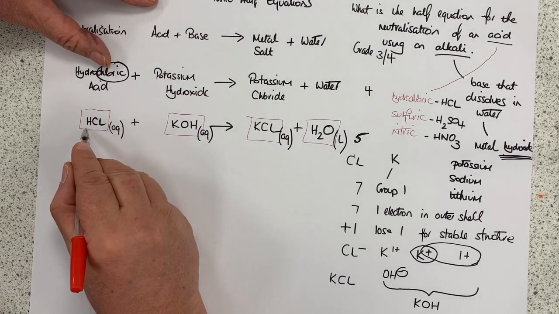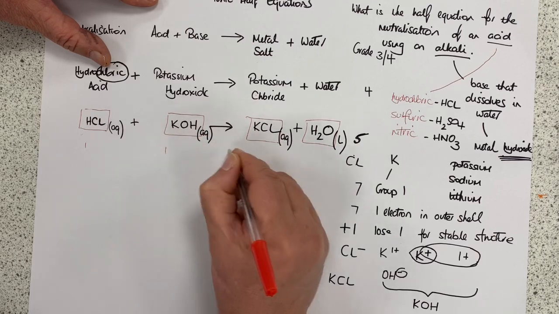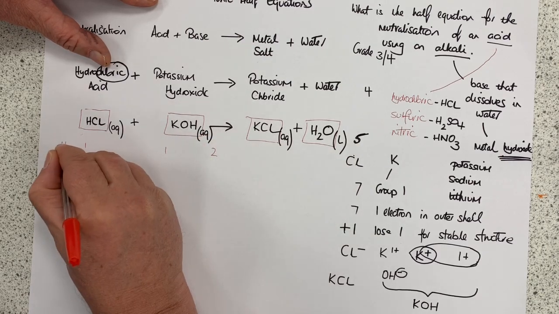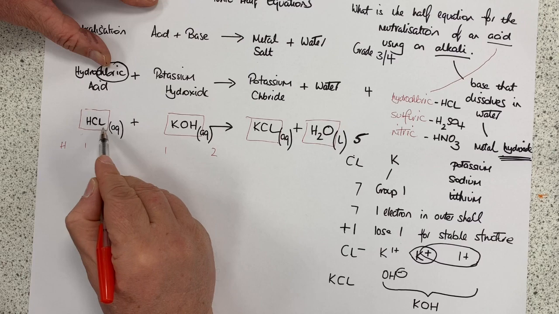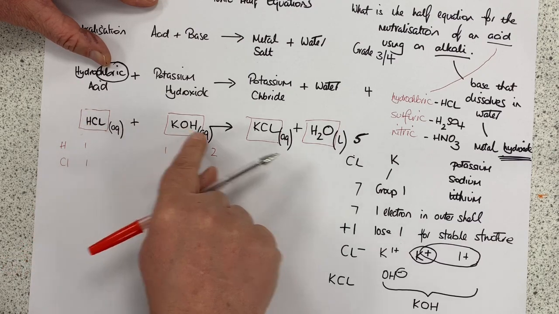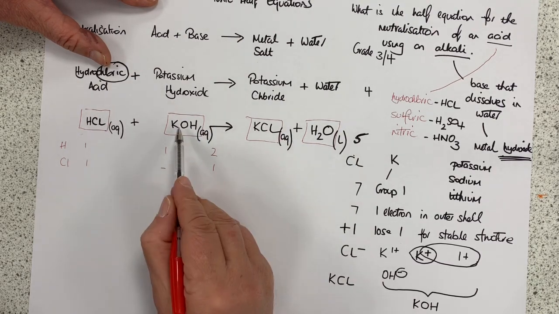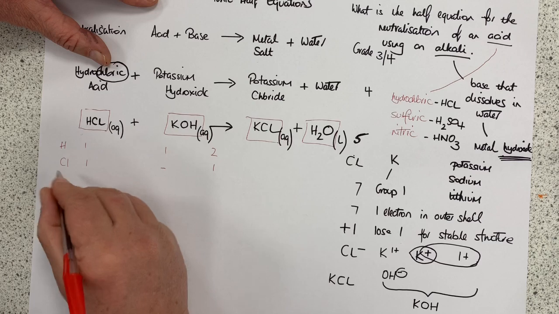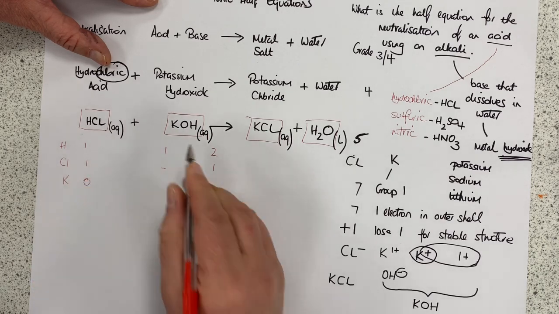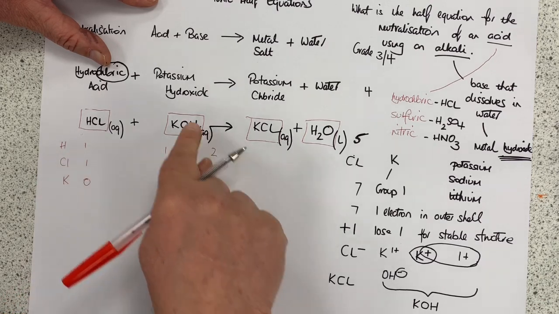How many hydrogens are there in this box? Well, we've got 1 there, we've got 1 in that box, so that gives us 2 hydrogens in total. How many chlorines are there? Well, we've got 1 in that box, none in that box, so we've got 1 in total. How many potassiums? 0 in that box, 1 in that box, so that's 1 in total. And the hydrogens we've already dealt with.